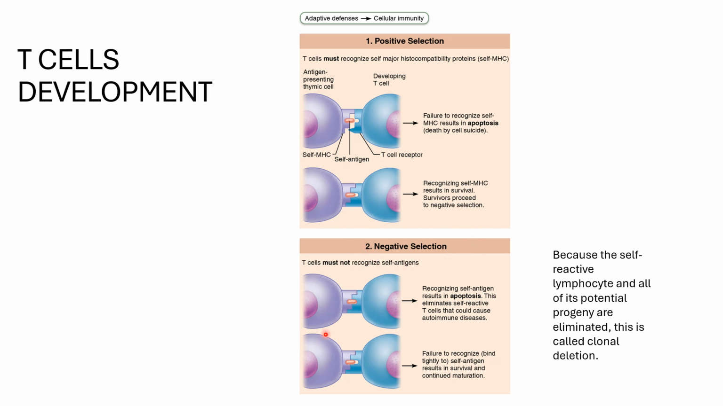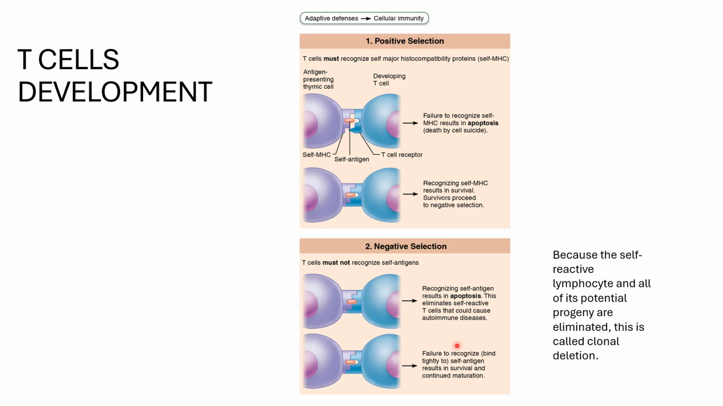So again, the thymus presents the self-antigen to it, and those cells which bind very firmly to that MHC, this time they are eliminated. They are made to undergo apoptosis. Whereas cells that fail to recognize the self-antigen and do not bind tightly to it are allowed to survive, to make sure that these T cells will not mount an immune response against the self-antigen.